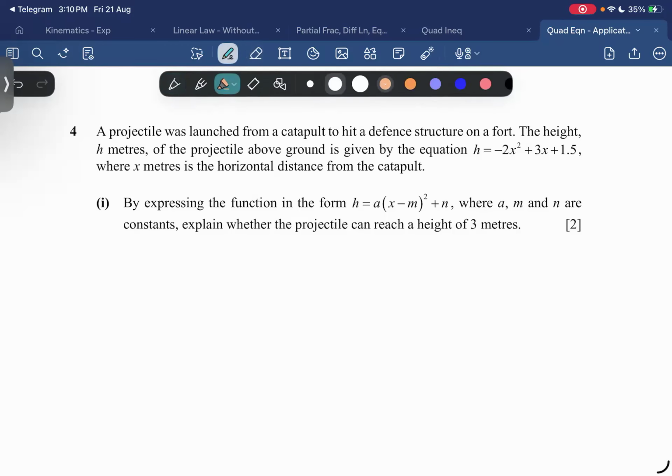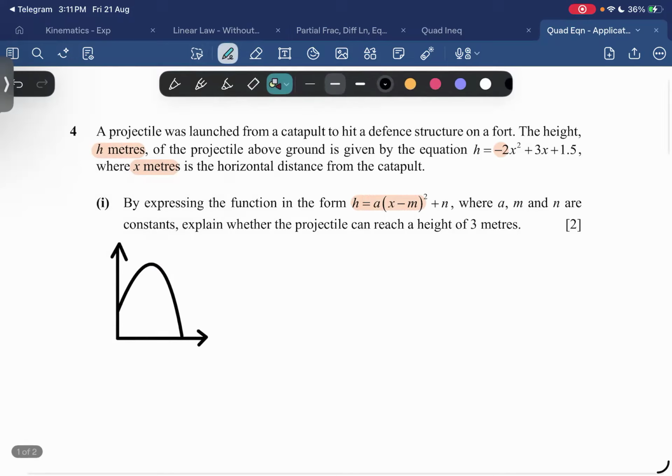Let's see this one. Applications of completing the square. You can see from here, right? One thing to note is you've got H and X, so that means you can do a quick sketch like that. From this negative, you can see it's a sad face. So you've got your sad face over here.